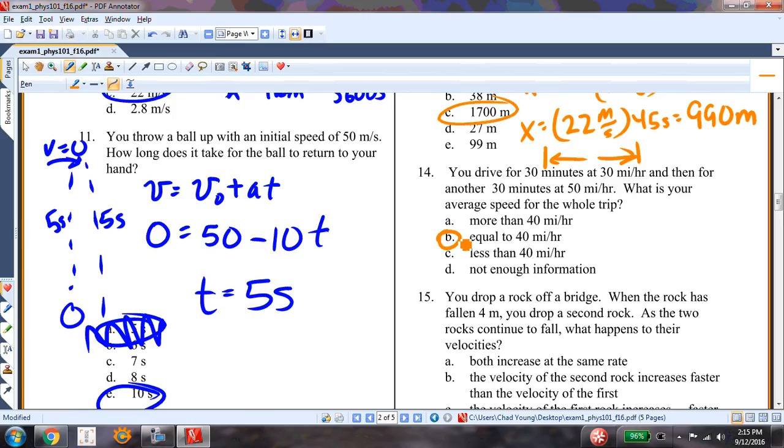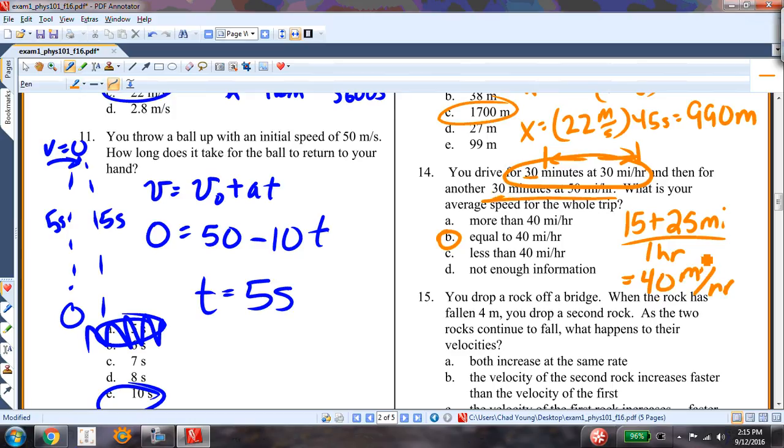Or if you need to think about it a little more, you can say, well, at 30 miles an hour for half an hour, I travel 15 miles. At 50 miles an hour for 30 minutes, I travel 25 miles. So I travel a total of 15 plus 25 miles in 30 minutes plus 30 minutes. That's 1 hour. That's equal to 40 miles per hour.